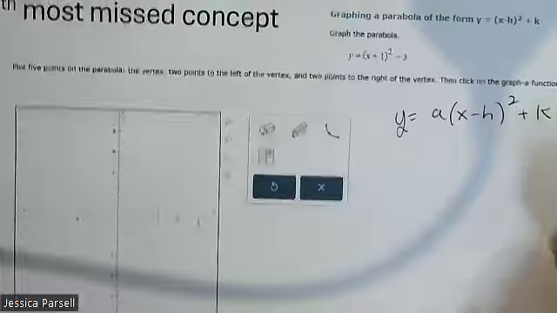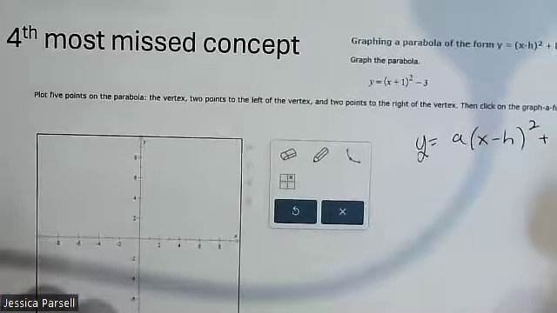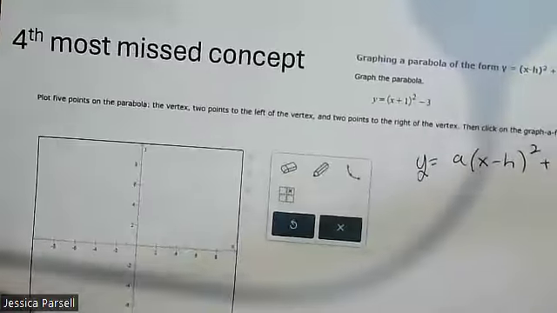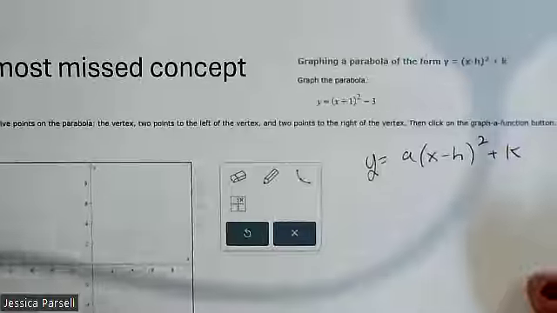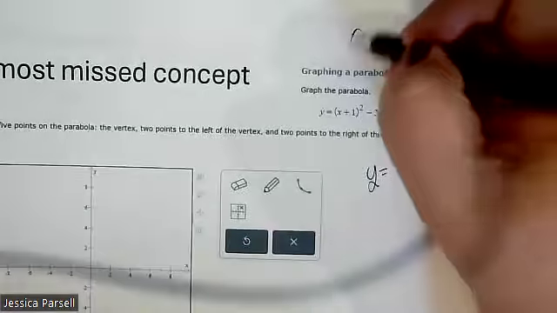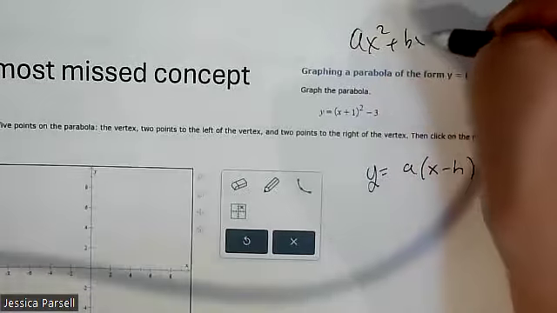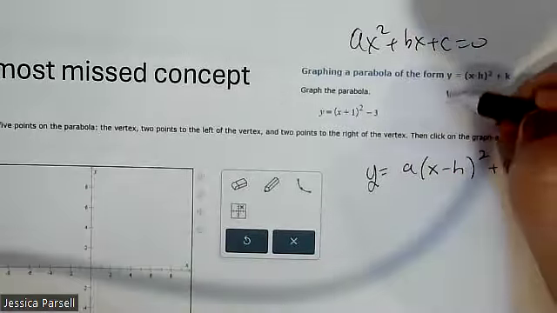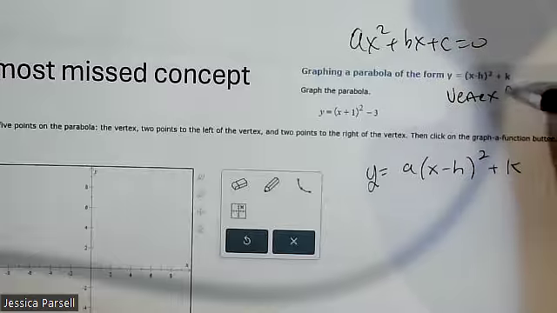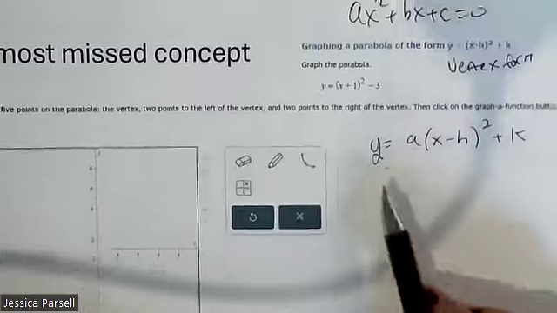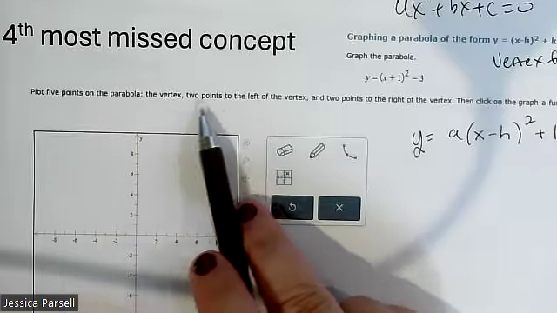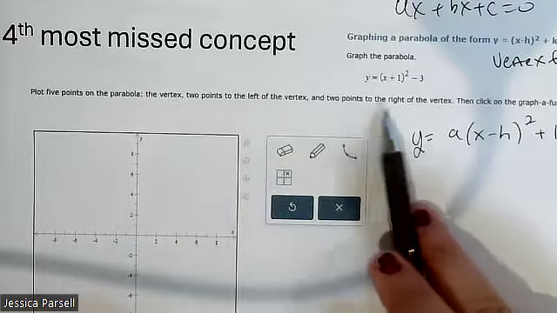All right, here's your fourth most missed concept. It's graphing a parabola, and parabolas come in 2 different forms. They come in standard form. Standard form looks like ax squared plus bx plus c equals 0, or they come in, this is called vertex form. Vertex form is kind of nice, especially since they're asking us to plot 5 points on this parabola: the vertex, 2 points to the left and 2 points to the right.